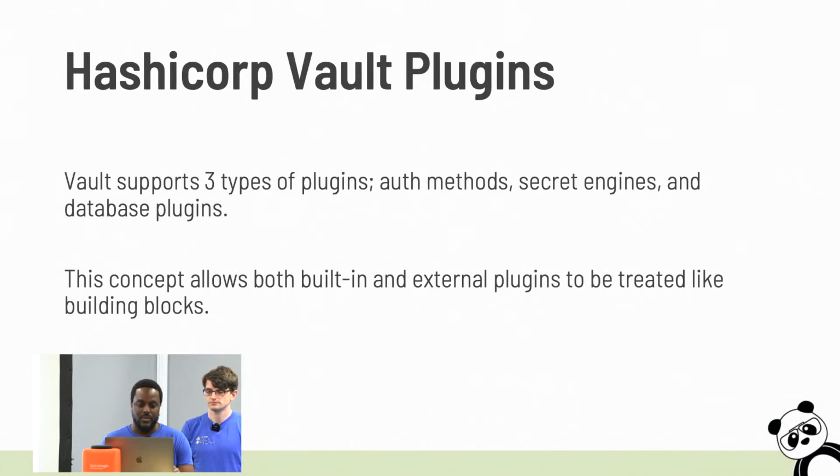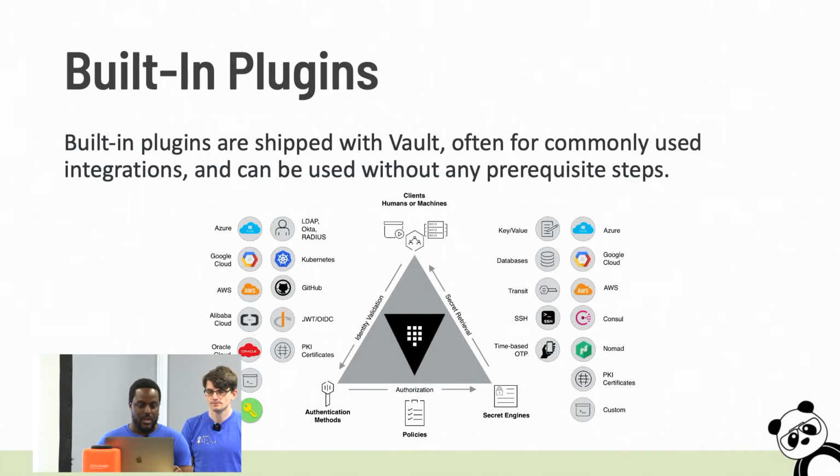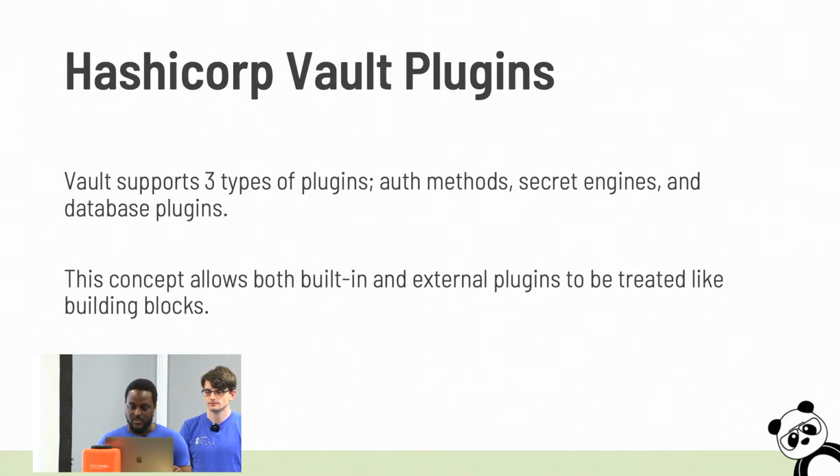Now, Hashicorp Vault plugins, which is why we're here today. You can write plugins for Vault, and Vault supports 3 types of plugins: auth methods, secret engines, and database plugins. This concept allows both built-in and external plugins to be treated like building blocks. Another thing to mention is any plugin can exist at multiple different mount paths. Different versions of a plugin may be at each location, with each version different from Vault's version.